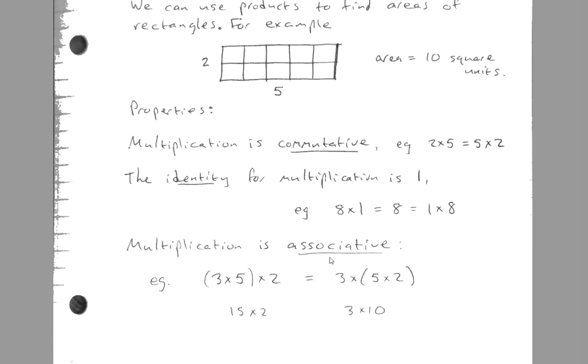And multiplication is also associative. So if you're multiplying 3 numbers together, it doesn't matter if you do the left pair first or the right pair first. So 3 times 5 is 15, times 2 is 30. Here 5 times 2 is 10, and then 3 times 10 is also 30. So multiplication's associative. It has this property for any 3 numbers.